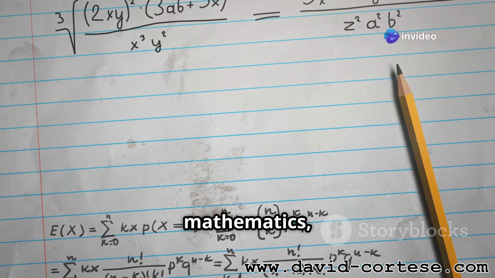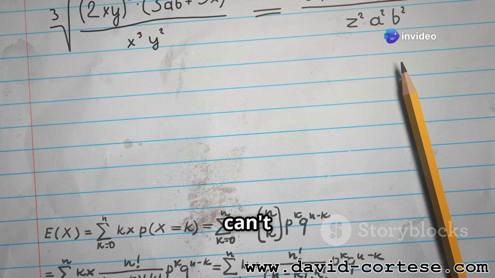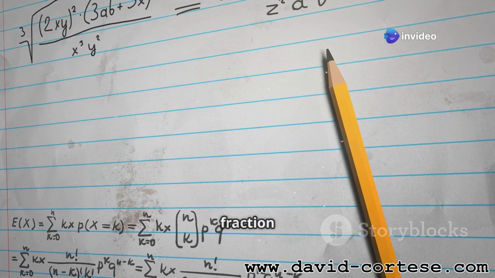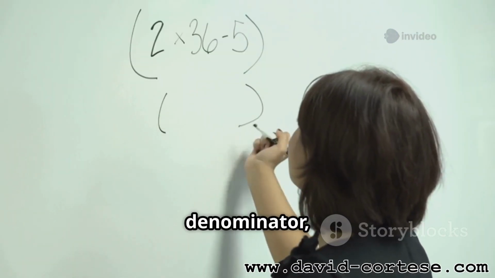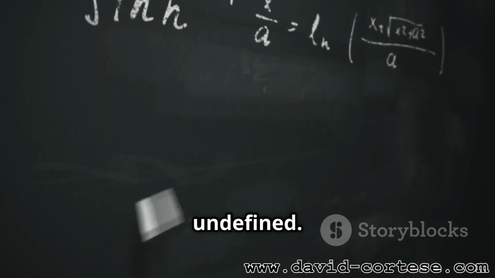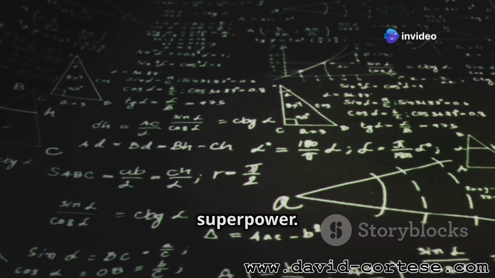In mathematics, we often run into situations where we can't just plug in a number. Maybe we have a fraction where plugging in a certain value for x would make the bottom part, the denominator, equal to 0. And we all know we can't divide by 0, it's undefined. This is where limits become our superpower.